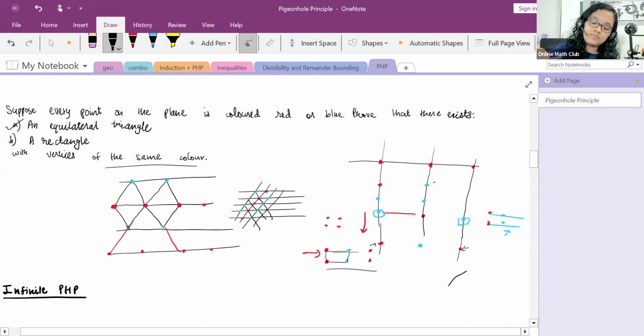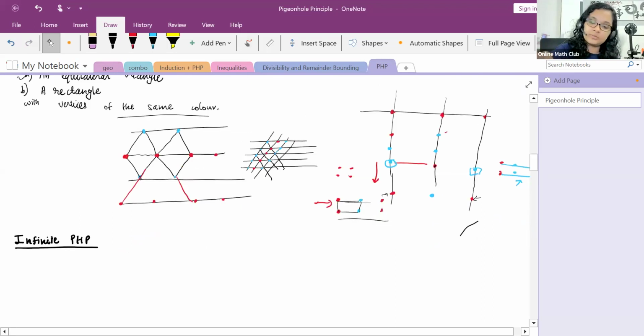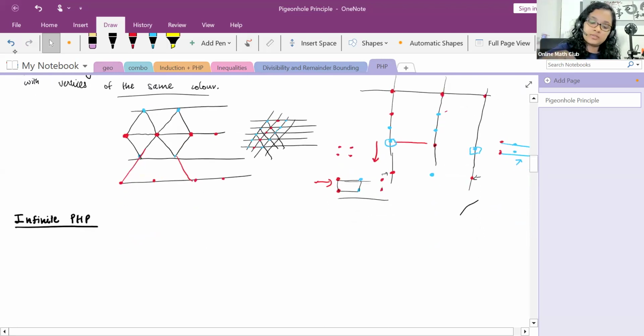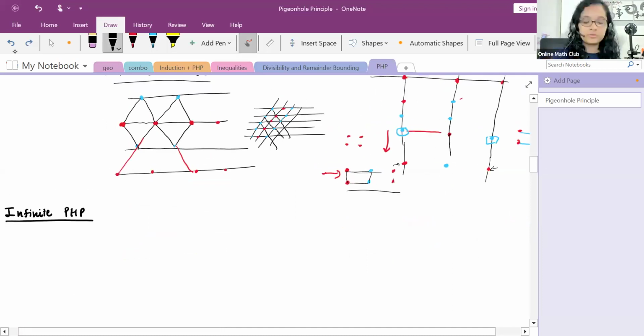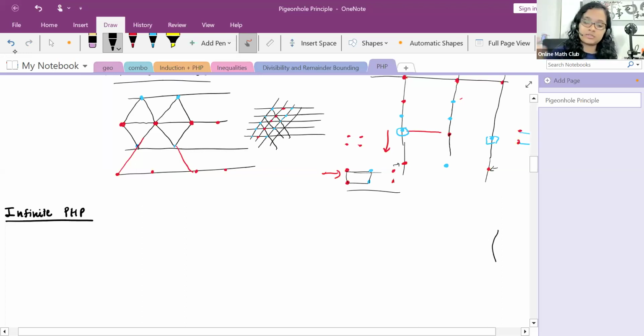Okay. So if everyone was clear with that, we'll move on to infinite PHP. So infinite PHP is very simple. It just says that if you have infinitely many things and finitely many holes, some hole must have infinitely many things. And that's because if not, you have just finitely many things in all the holes. So that's very easy to prove. And we'll try some problems based on that.